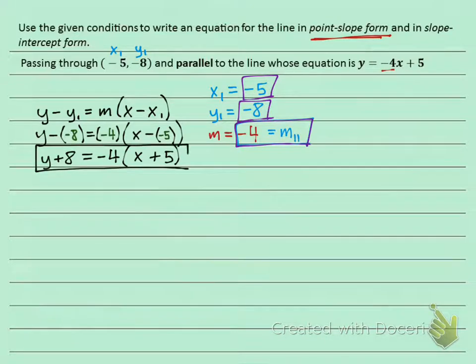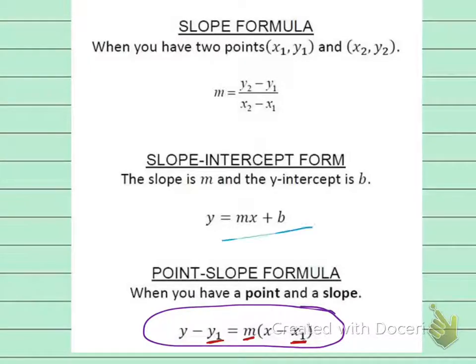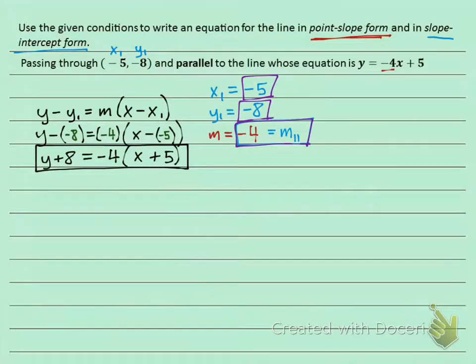this is point-slope form. Now the second part says to get the line in slope-intercept form. Okay, slope-intercept form, let's take a look at that. That is this one right here, y equals mx plus b. And the important thing to note is that your y is by itself. So if we can get the y by itself, we'll have it in slope-intercept form. So only one thing to do to get this y by itself is really to get rid of this plus 8. And we will do that by subtracting 8 on both sides.